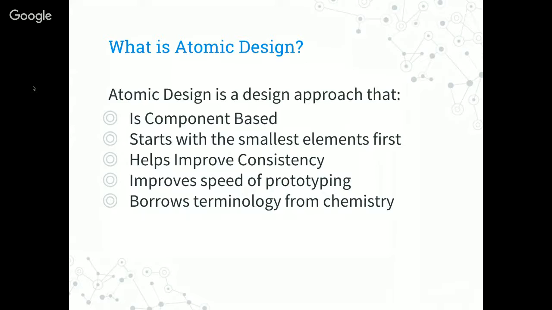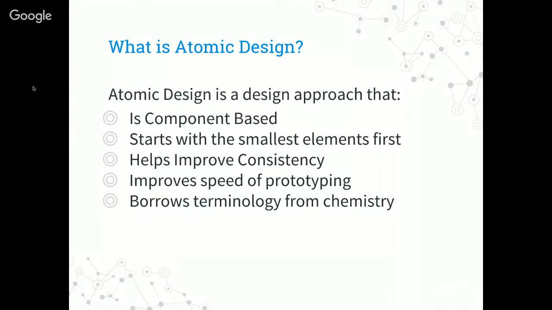So atomic design is component-based and it starts with the smallest elements first. Instead of starting with the full page, you start off with the absolute smallest part first. Like we'll start off defining color swatches, we'll start off defining input fields, different things like that. And we'll create designs for those small-level things first and then work up to the pages later on.